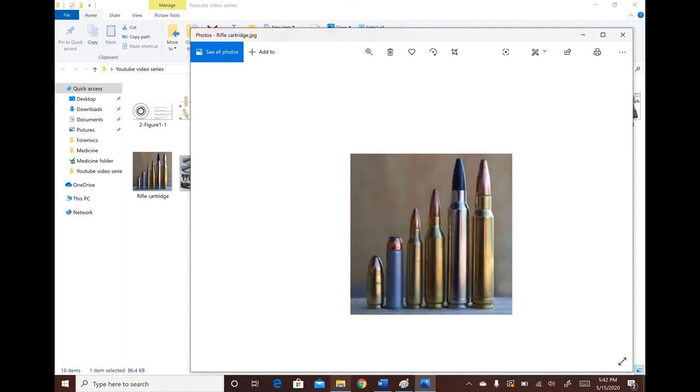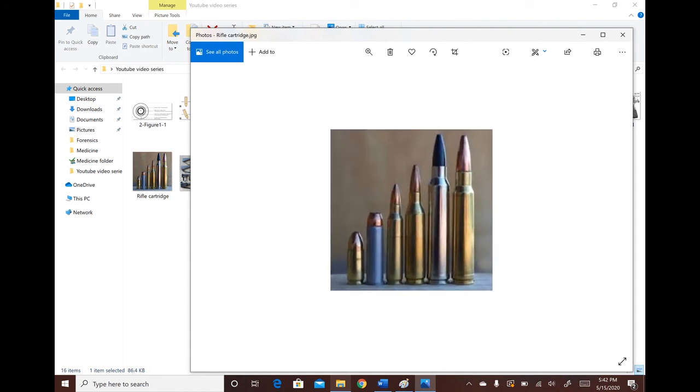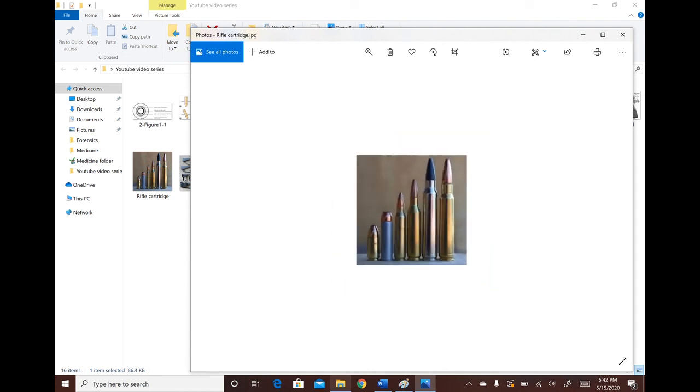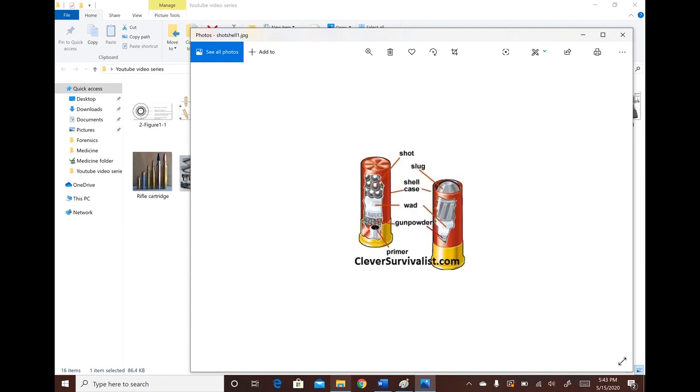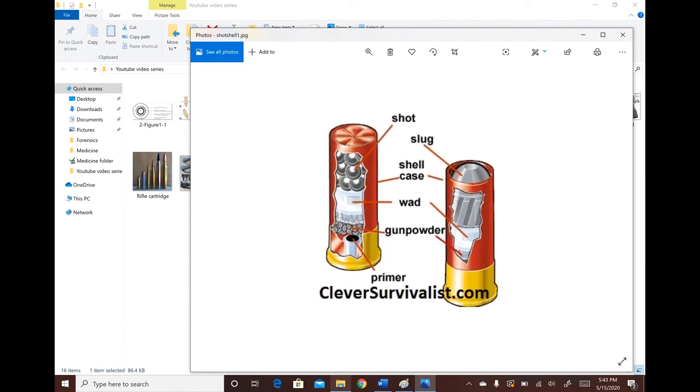So this is an example of rifle bullets. You can see that the bullet is enclosed in a cartridge. And then this is an example of a shotgun bullet. Like I said, there is gunpowder which is common to both shotgun bullets as well as rifle bullets, and a wad which holds the pellets in place, and then sometimes there can also be a slug, which is another outer covering from the top in a shotgun.